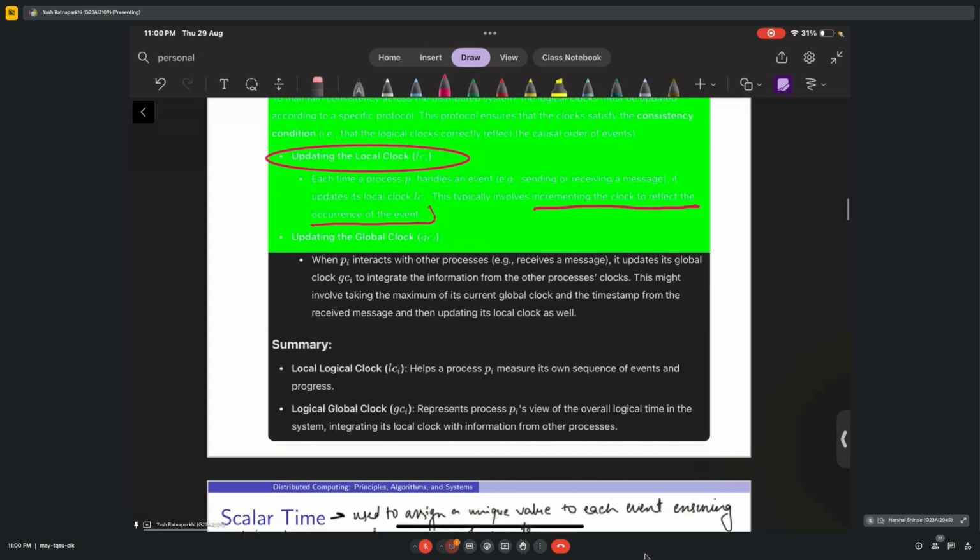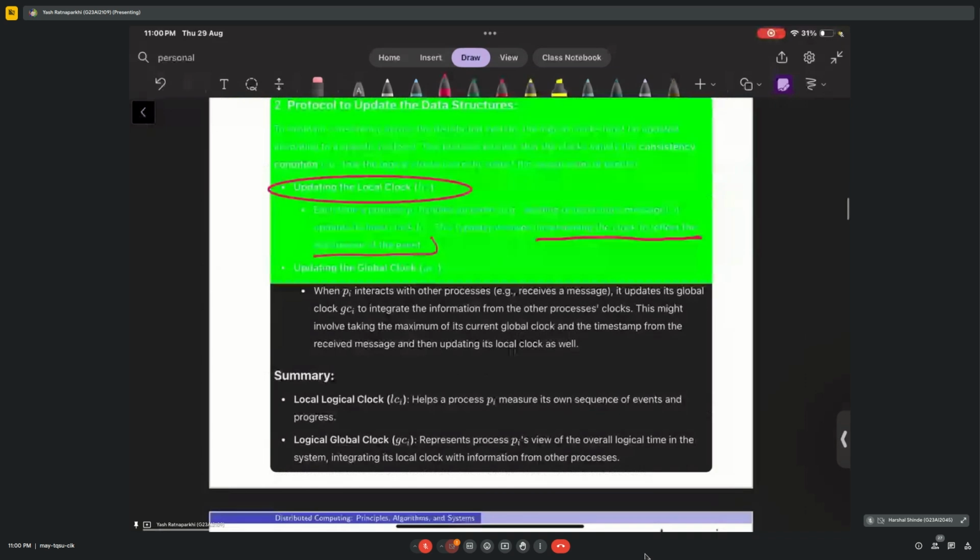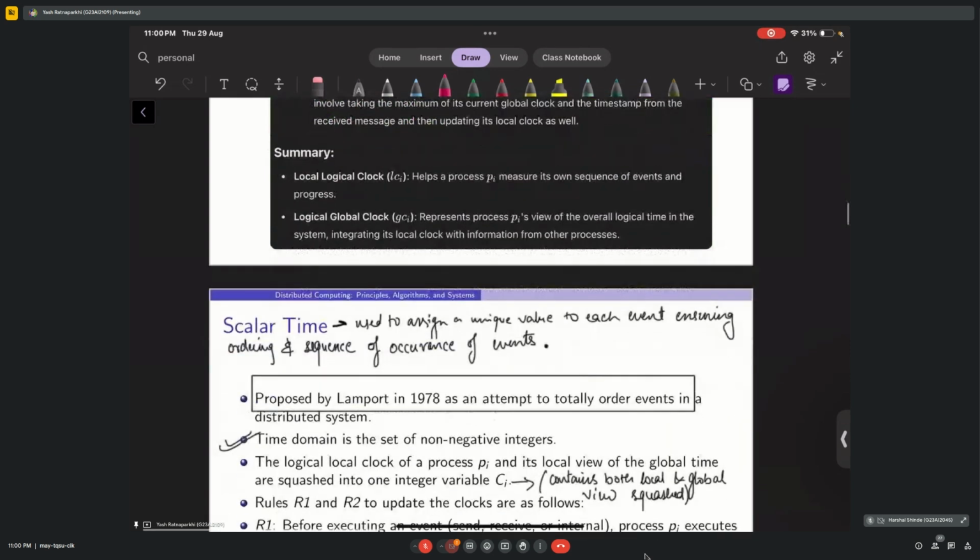Now, what is rule number two? Updating the global clock. When Pi interacts with the other process, it updates its global clock to integrate the information from the other process's clock. It might involve taking the maximum of the current clock and global clock. This will be discussed later. But did you understand how this is working? Rule number one is updating the local clock. Rule number two is updating the global clock. Cool.